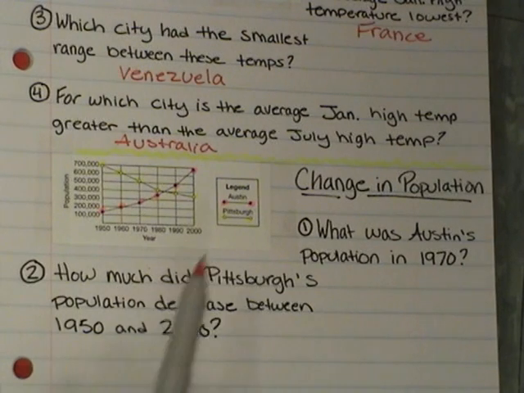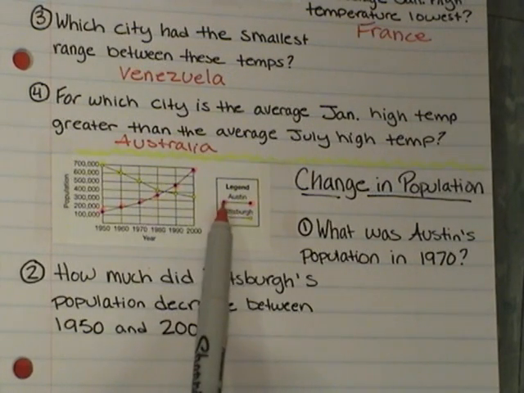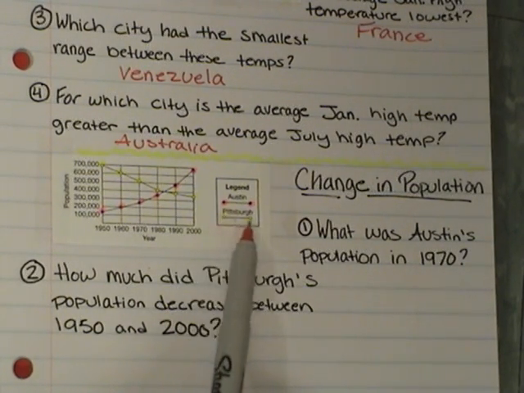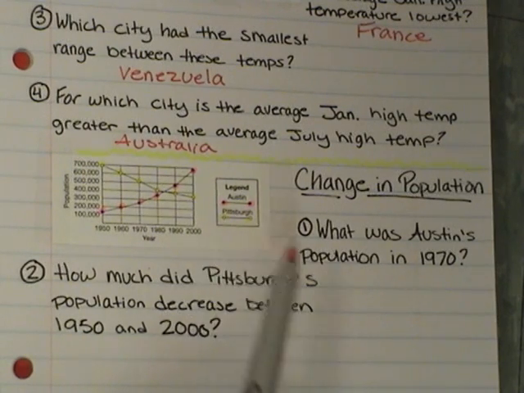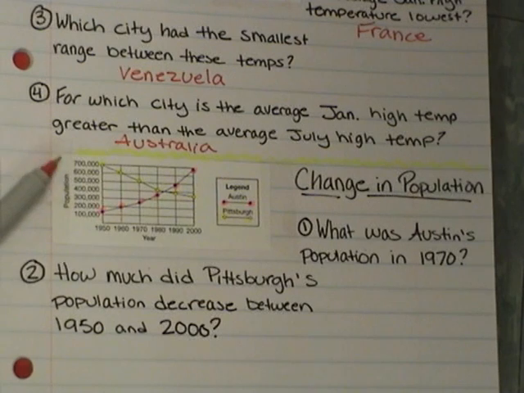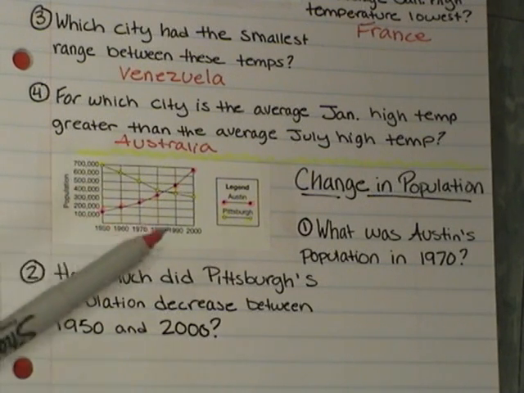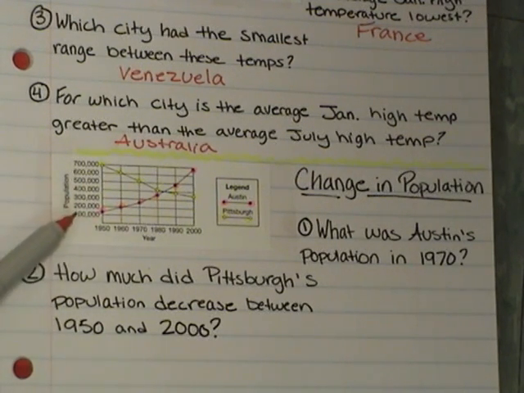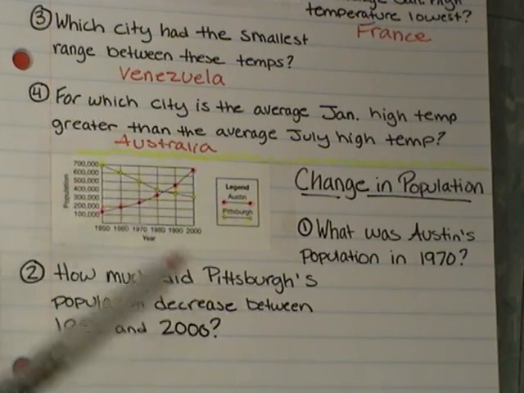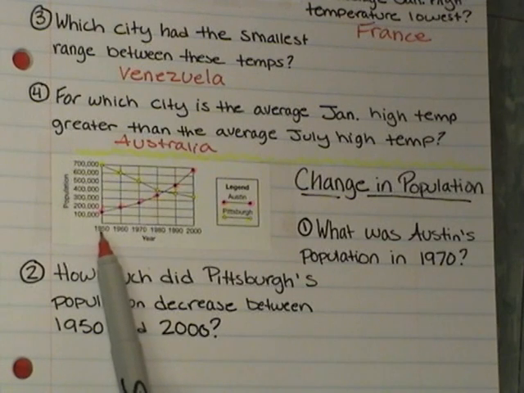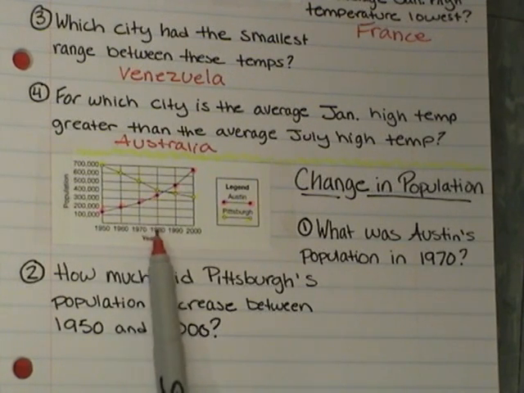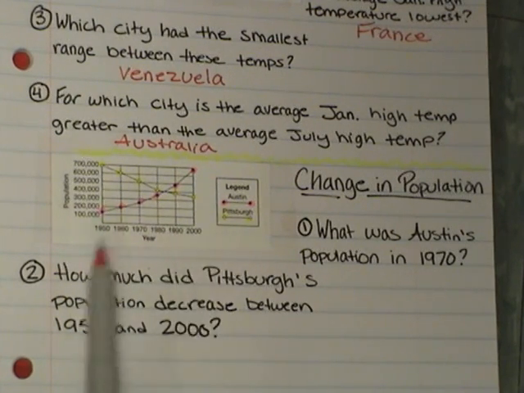If we look at the legend, Austin should have black dots and Pittsburgh should have white dots. I've colored them pink and yellow again. You can color code them if you want, or you can just use the open and closed dots to let you know. Over here we have our population, and this number is going up by 100,000: 100,000, 200,000, 300,000, 400,000, all the way up to 700,000. Down here we have our years: 1950, 1960, 70, 80, 90, and 2000.